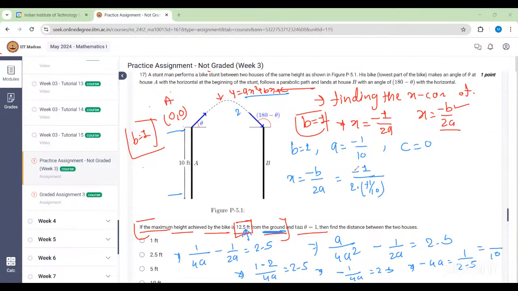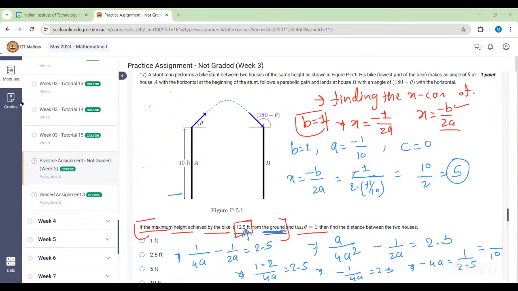So minus minus will get cancelled out. This 10 will jump into the numerator, and we'll get 10 by 2, which is 5. So 5 is the axis of symmetry for us. So 5 comma 2.5 is the vertex.